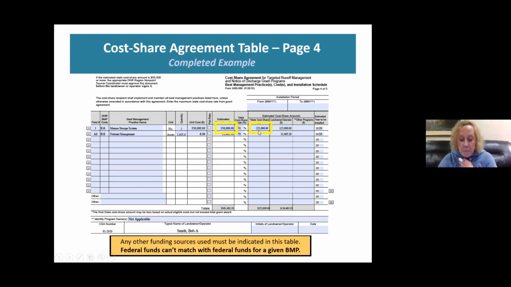So instead of being $245,000, it's actually $225,000. Sometimes this can be confusing, but just know that you have the power to essentially insert an amount based on what you're able to provide that landowner in terms of state share.